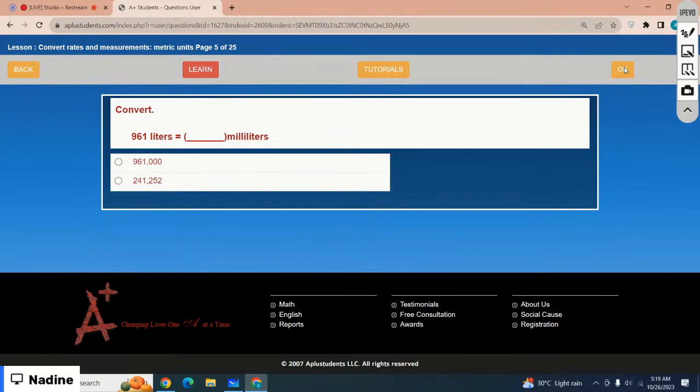Okay, the next one is 961 liters equal how many milliliters? In 1 liter you have 1000 milliliters, right? So that would be 961,000 milliliters.